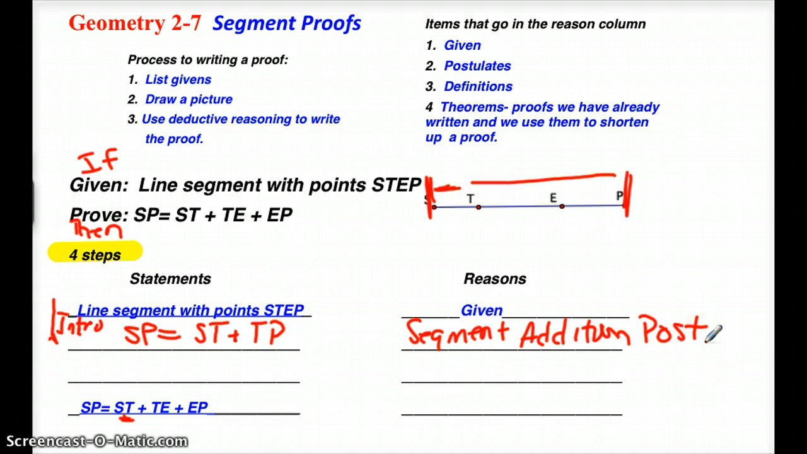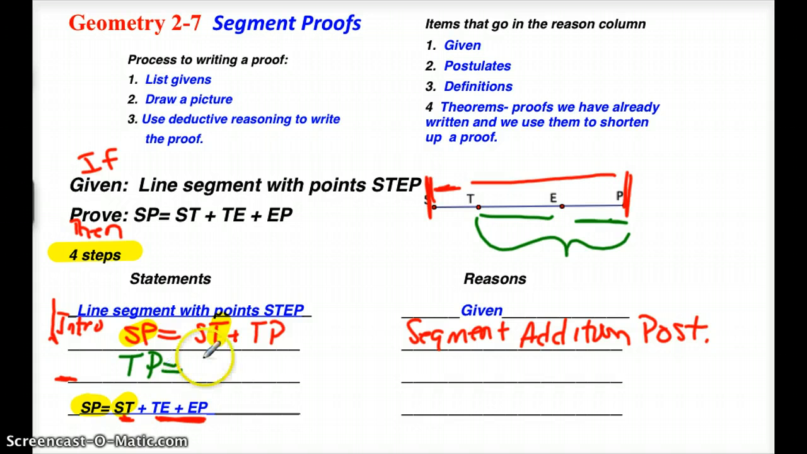Now let's look at the last statement, SP equals ST plus TE plus EP. At this point, in my third step, I need to introduce the TE and the EP so that I can use that in number 4. When I look at the picture, here's TE and EP. They equal this whole line TP. So once again, I'm going to use my segment addition postulate to introduce those. TP is TE plus EP, and I'm using my segment addition postulate.